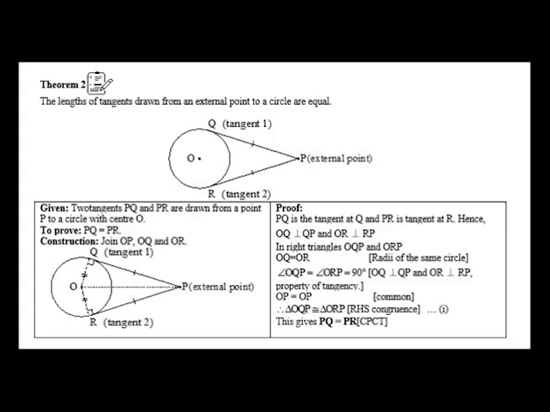And OP is common for both the triangles. Hence, triangle OQP is congruent to triangle ORP because of the RHS congruence. Therefore, PQ is equal to PR. Corresponding parts of congruent triangles are equal.